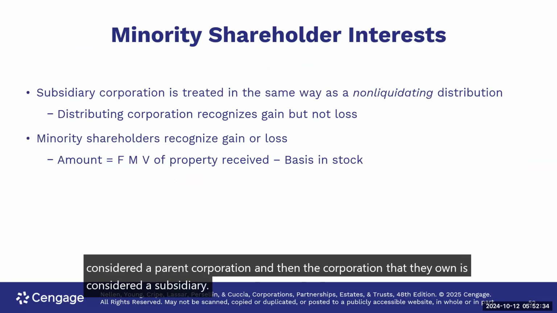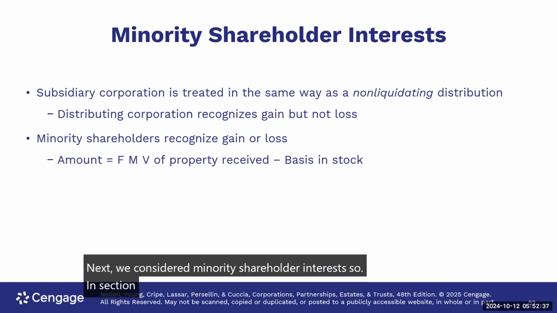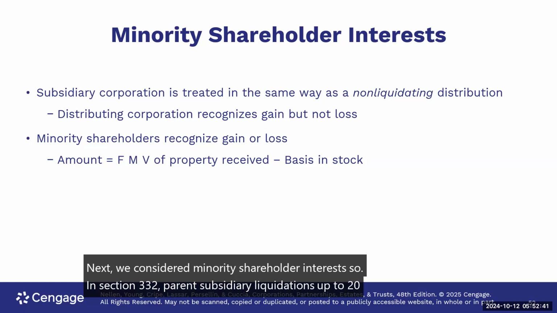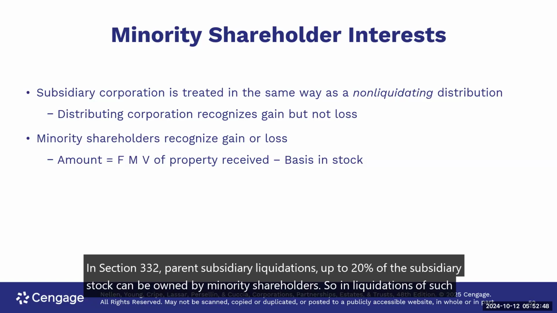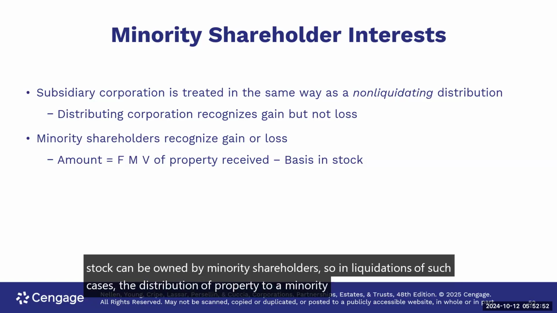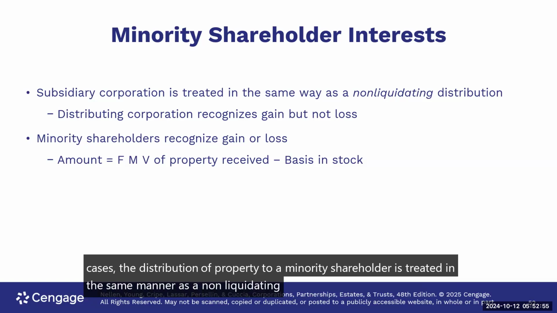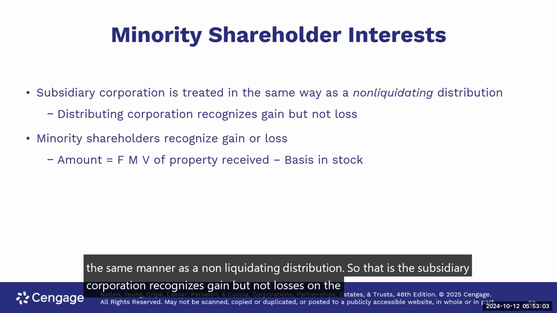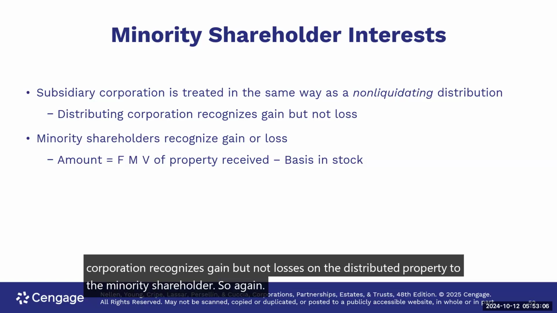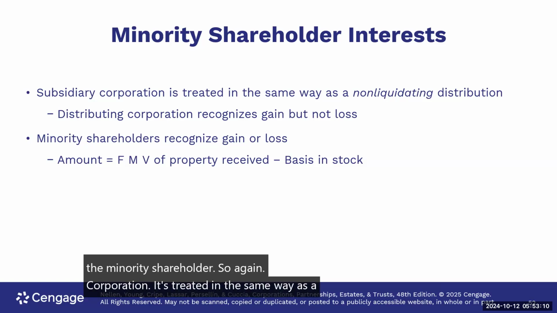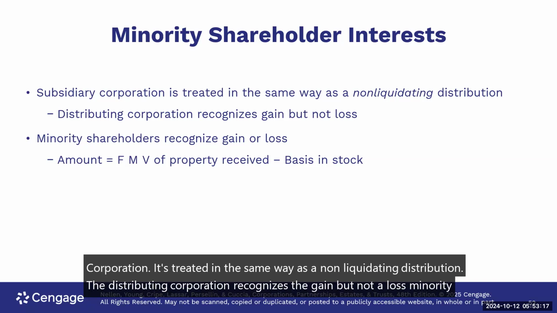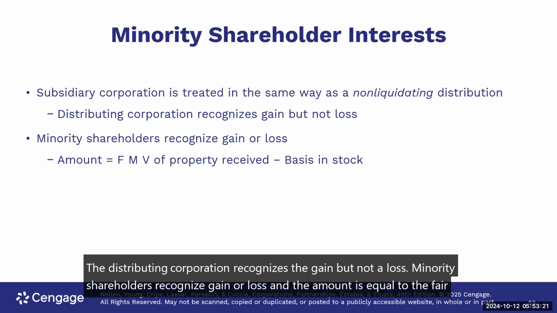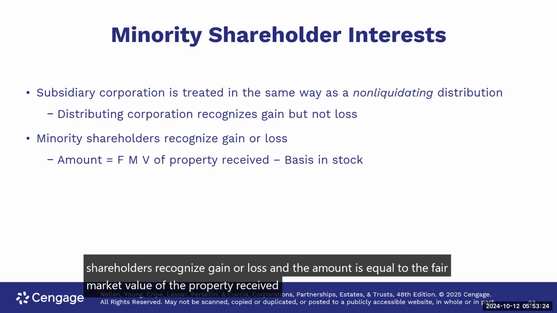Next, we considered minority shareholder interests. In Section 332 parent-subsidiary liquidations, up to 20% of the subsidiary stock can be owned by minority shareholders. So in liquidations of such cases, the distribution of property to a minority shareholder is treated in the same manner as a non-liquidating distribution. That is, the subsidiary corporation recognizes gain, but not losses, on the distributed property to the minority shareholder. So again, the subsidiary corporation is treated in the same way as a non-liquidating distribution. The distributing corporation recognizes the gain, but not a loss. Minority shareholders recognize gain or loss, and the amount is equal to the fair market value of the property received minus the basis in stock.